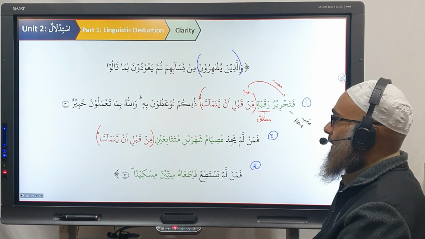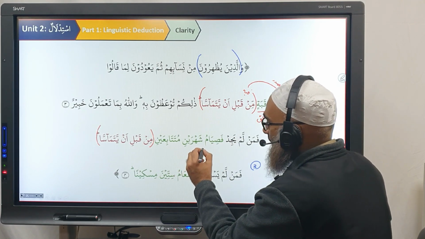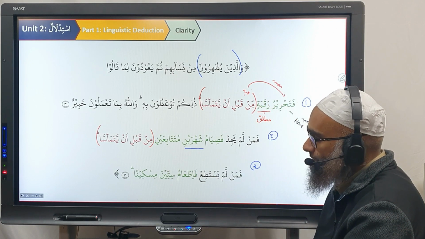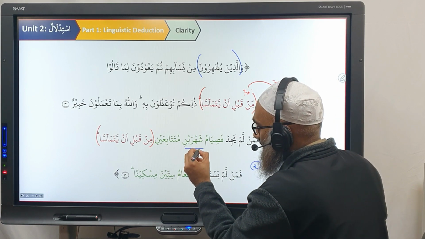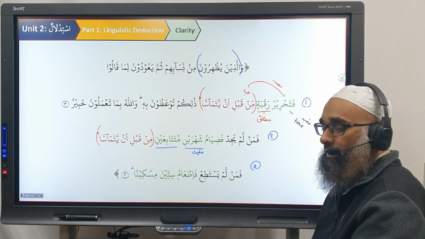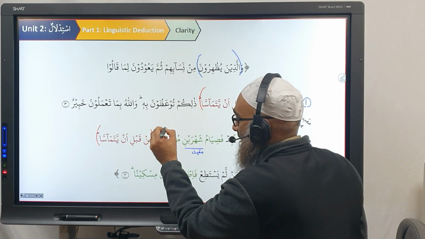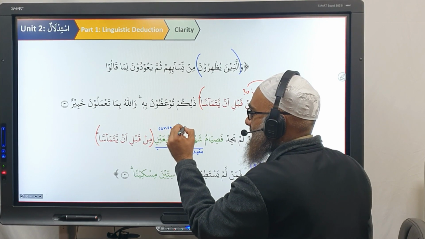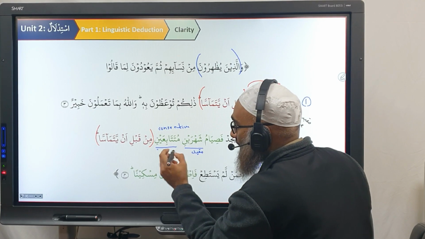Correct? Okay. Faman lam yajid fa siyamu shahrayn. Now, is shahrain mutlaq or muqayyad? Very good. Why is it muqayyad? Because it says here, it's describing the shahrain. What kind of shahrain? Mutatabi'ayn, consecutive. So now we know the two must be consecutive. Correct? Consecutive. Now mutatabi'ain is a qaid. So now we know this is muqayyad.